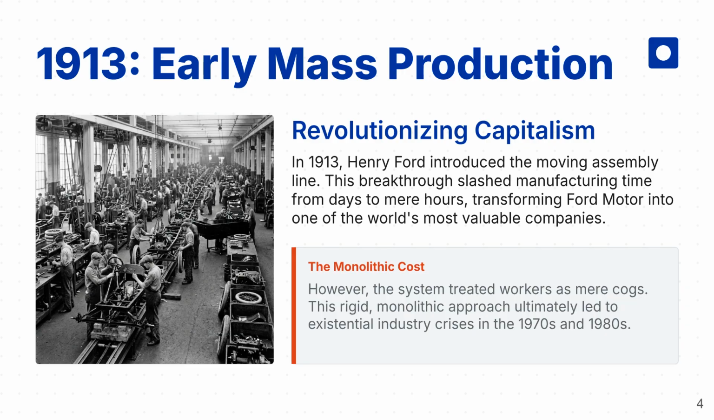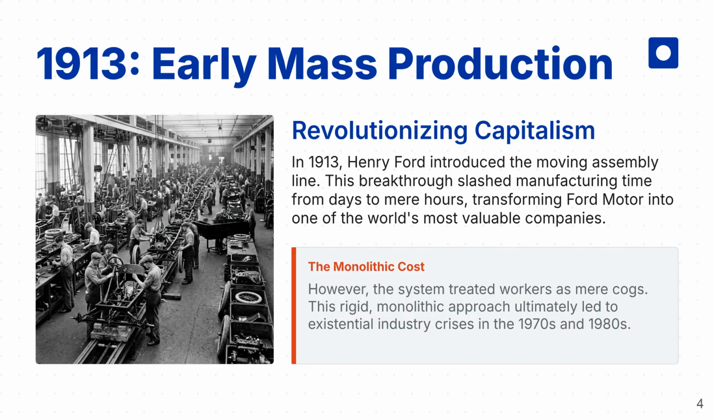Workers were often treated as if they were simply one part of the machine, repeatedly performing the same task with little flexibility or involvement in improving the process. This highly rigid approach focused almost entirely on producing large quantities of identical products. While it worked well for stable markets, it became less effective when customer demands changed or when greater product variety was required.